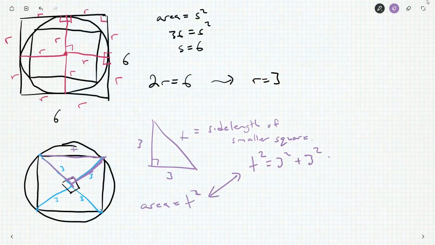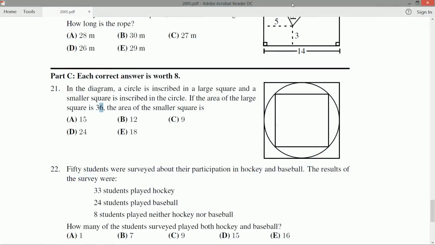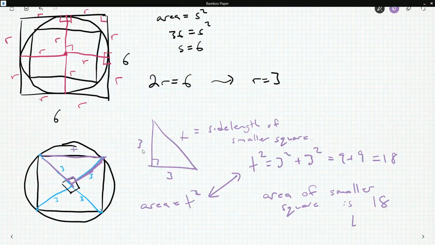So 3 squared is 9, so we get 9 plus 9, or 18. So the area of the smaller square is 18. They didn't give us units, I don't think. So, yep, we're just going to take a look here, and I see E, 18. So there we go.